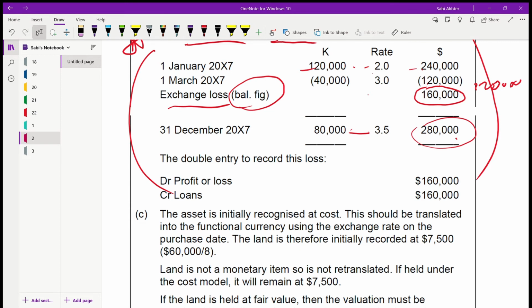Definitely since it's a loss, your profit and loss is debited by 160,000 and credit loan, because the loan amount will go down. I'm sorry, it will go up. It's credit loan, yeah. So 160,000. The exchange loss will be added to that loan amount because at the closing it should be 280. So you should increase that loan amount by 160 to increase to 280. Okay, now let us go to part C.